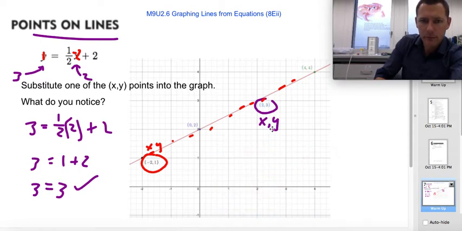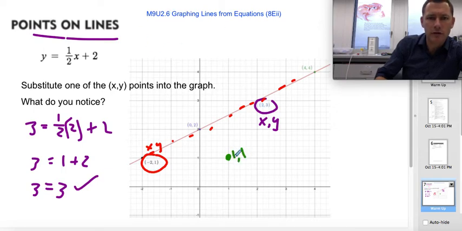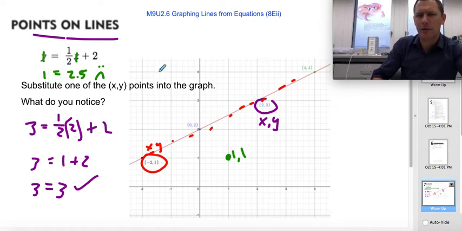Conversely, if you picked a point that's not on the line, like 1, 1, and you tried to put it in this equation, it would not make it true. If you put in 1, 1, which is clearly not on the line, a 1 in here and a 1 in here, you get 1 equals a half plus 2. That's 2 and a half. That's not true, right? You give me $2.50, I'll give you $1, and we'll call it equal. Nah, I don't think so.